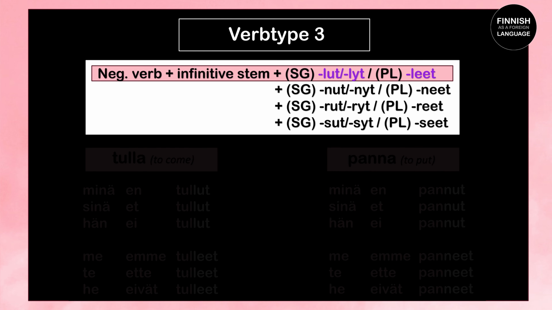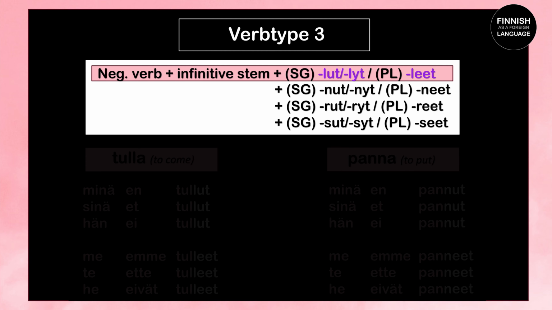Now let's move on to verb type 3. This one works a bit differently. Again, we need here the negative verb in the correct form and the infinitive stem. And then we have to decide between 4 different endings. They can be either lut, lut or leet, nut, nyt or neet, rut, rut or reet, or sut, sut or seet.